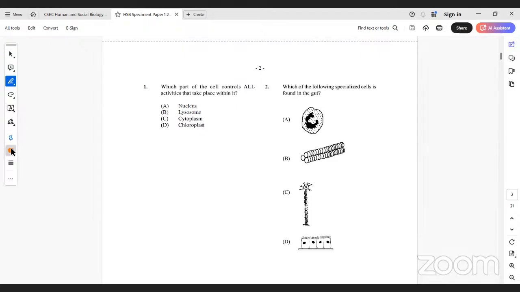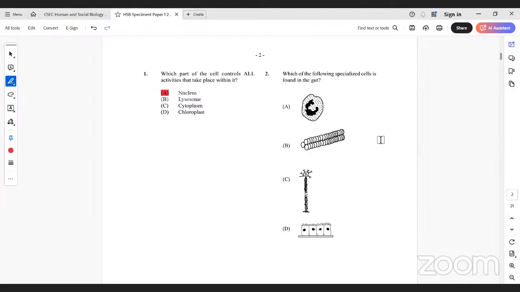So let me get my highlighter. Let me go with red. Yeah, A is the answer, nucleus. I hope. Right? And everyone is in the chat there with me. So number 2, which of the following specialized cells is found in the gut?